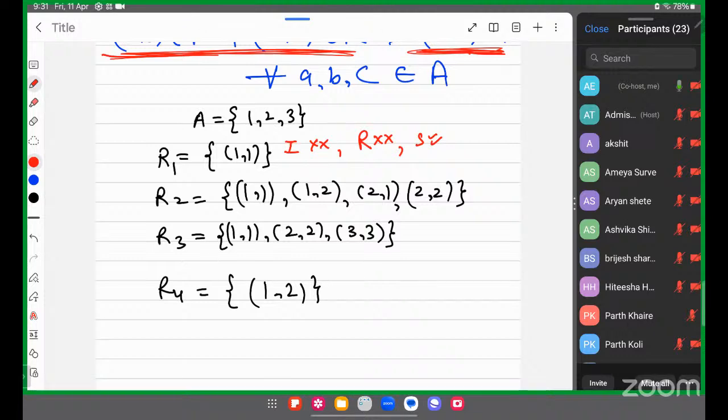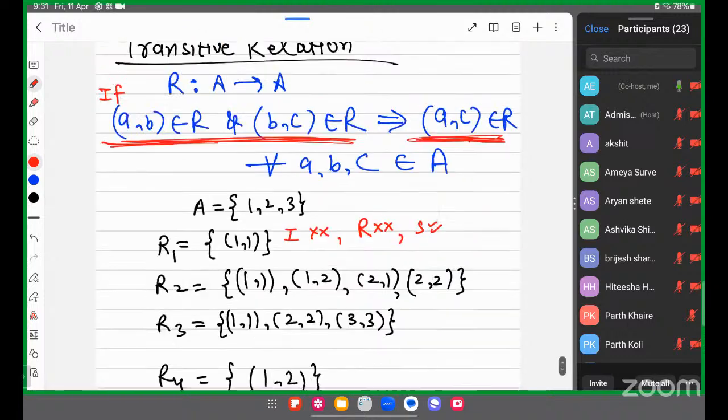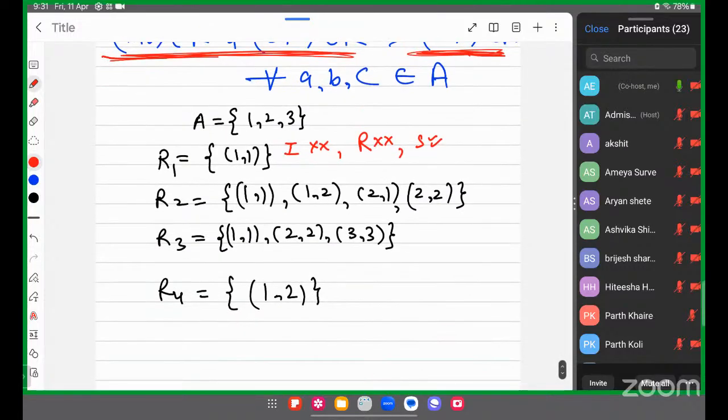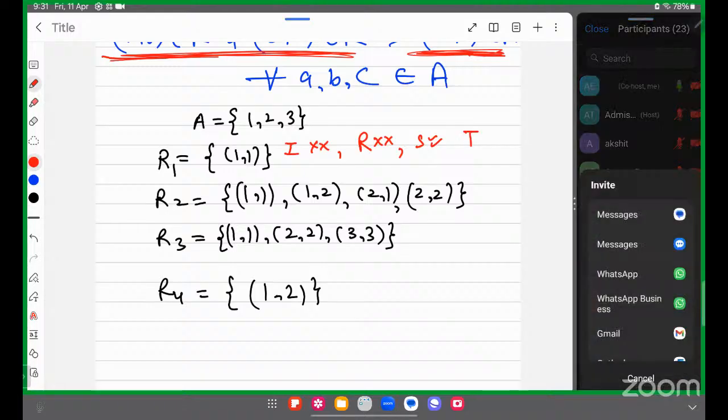Is it transitive? This is very important now. If we have A, B and B, C, then we will look for A, C. But if there is only one ordered pair, then it is guaranteed to be transitive. So you have to remember this point: if a relation has only one ordered pair, it will be transitive. So the given relation is transitive.